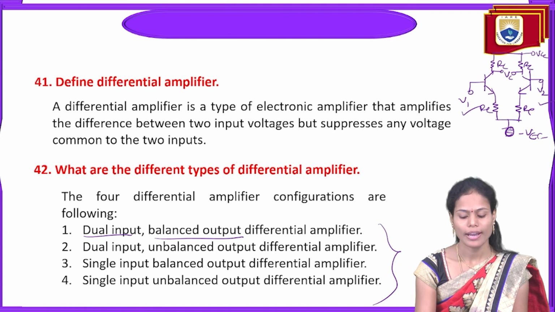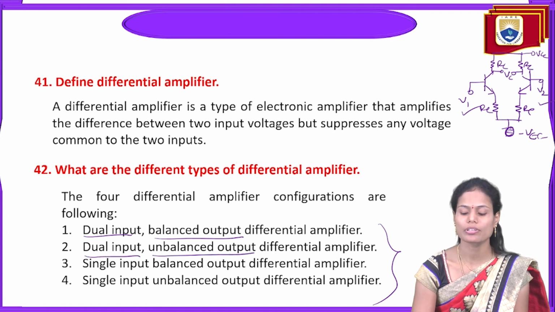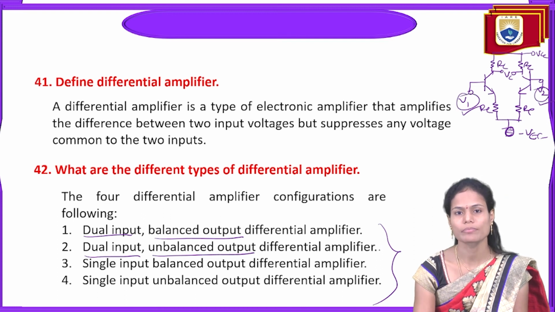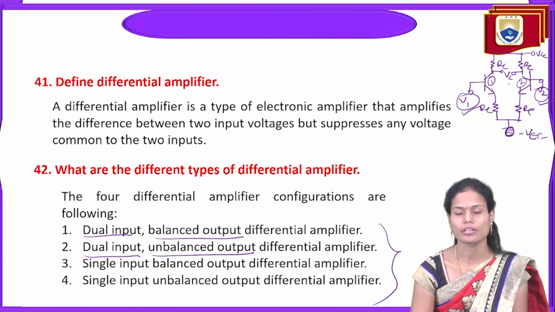output. And next, dual input unbalanced output differential amplifier means in this case we utilize both the V1 and V2 voltages, but the output is measured either across the collector of the Q1 transistor or the collector of the Q2 transistor. Across any one collector of the transistors, we measure the output signal.